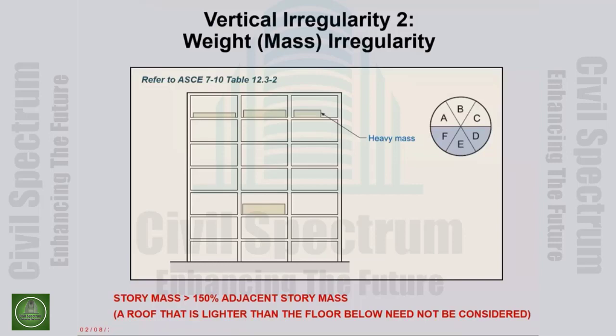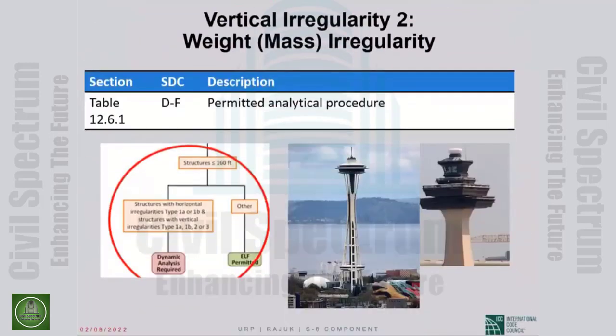In this case, the roof is exempt. A roof that is lighter than the floor below need not be considered under this irregular category. If you have this type 2 vertical irregularity, mass irregularity, then the only thing is permitted analytical procedure. Type 2 vertical is one of the bad irregularities that was mentioned yesterday.